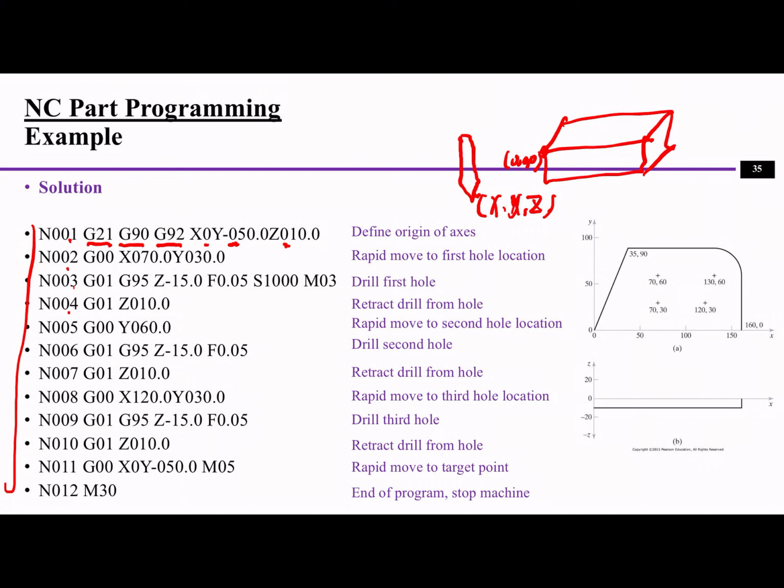To negative 50, Z10. So we now know where this tool is at, and also we know where the original point is. And then the second line is G00 X and Y. So G00 means it's a point-to-point movement, which means we're going to ask the machine tool to move to this point, 70-30, which is this position. We're going to first ask the machine to move to this position.